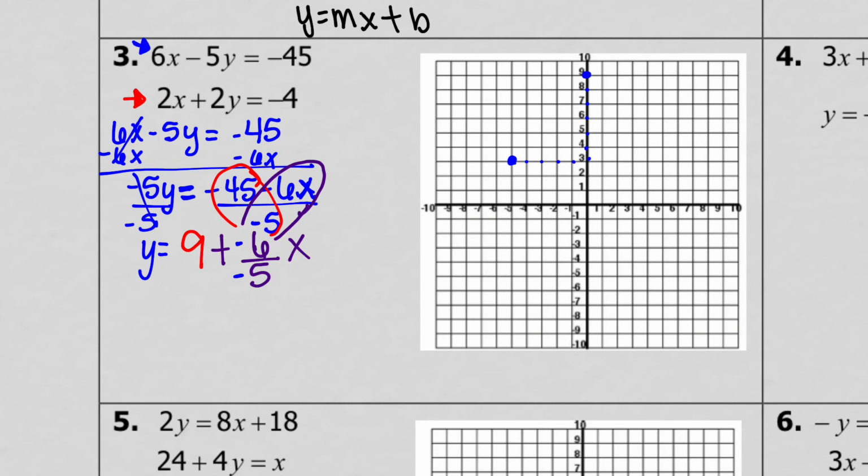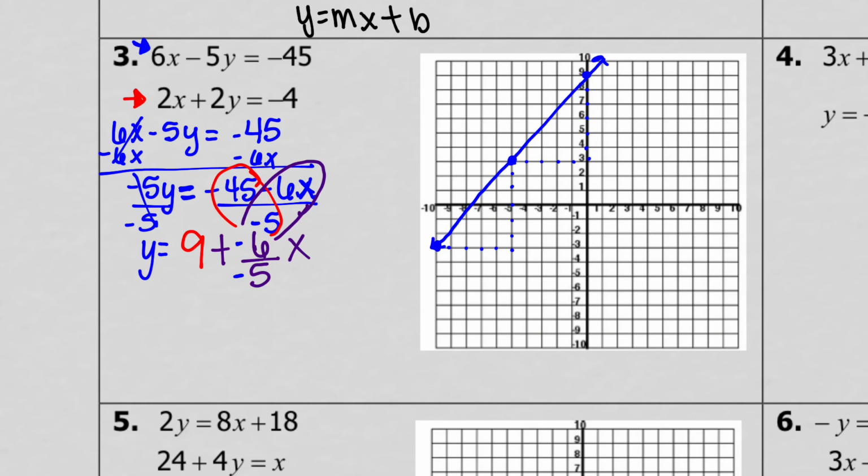So we're going to do that again. 1, 2, 3, 4, 5, 6. 1, 2, 3, 4, 5. Then we're going to connect. Okay. Put arrows on the end because it's still continuing. All right. The red equation.